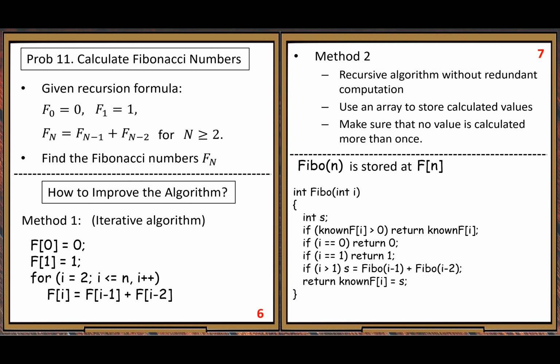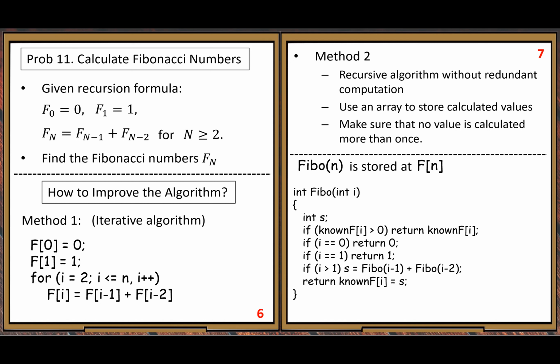After the declaration, the first line: if the known value is greater than 0, don't do the calculation, just return the value. You can see this step guarantees each Fibonacci number is calculated exactly once. Because the second time you reach this line, you already have a value. You don't need to recalculate it, you don't need to do the second Fibonacci number calculation.